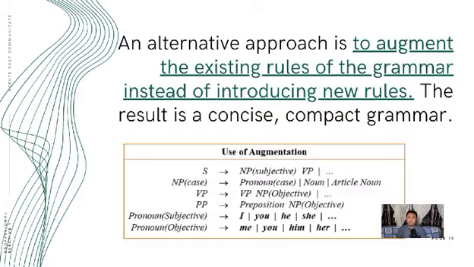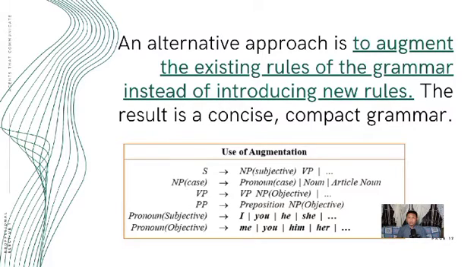So, ibig sabihin nun, pwede natin ma-manage yung rule. So, hindi siya mag-grow exponentially. Yun. So, the problem of the subject-verb agreement could be handled with augmentations. It could also be handled with augmentations, as I said.